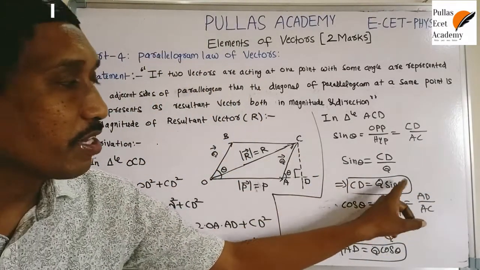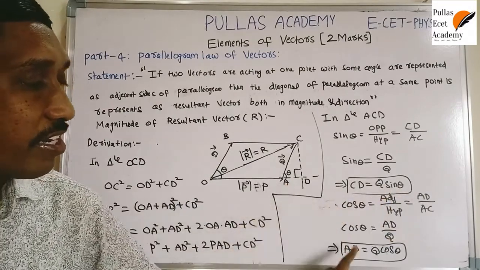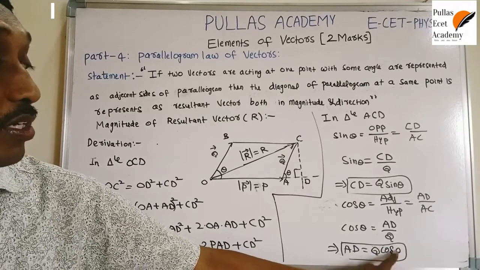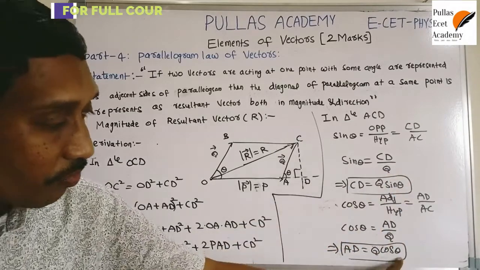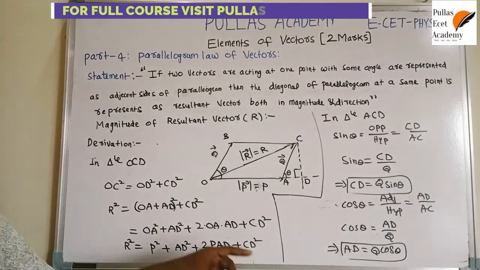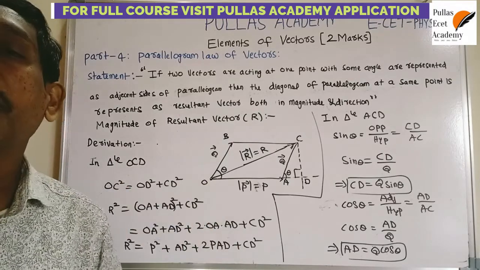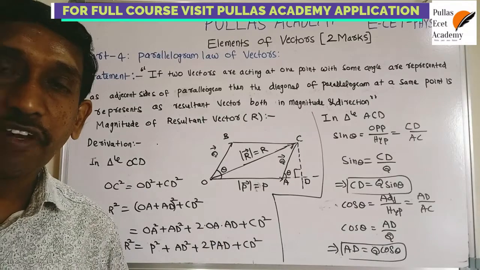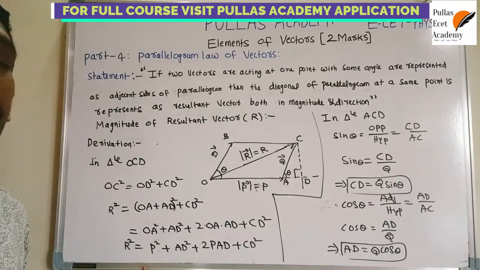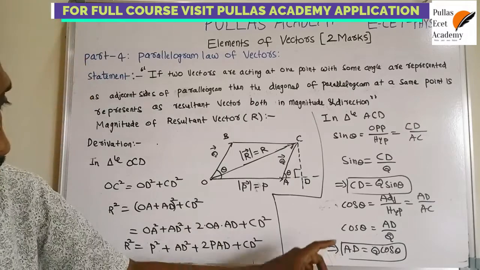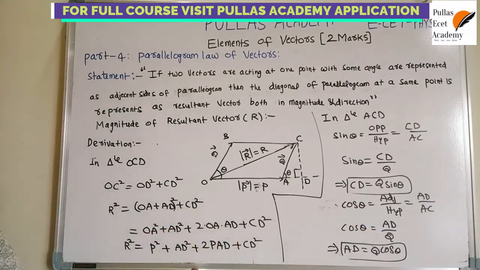CD is Q sin theta, AD is Q cos theta. Q and theta are known values. That's why now substitute in the formula and you get everything. P, Q, theta are the known values, substitute and you get it. So this is the expression for the resultant vector magnitude in terms of known quantities. This is the procedure. Now I want to substitute these two equations in this equation.